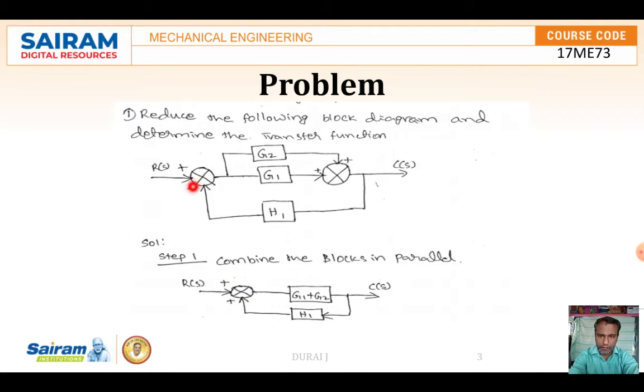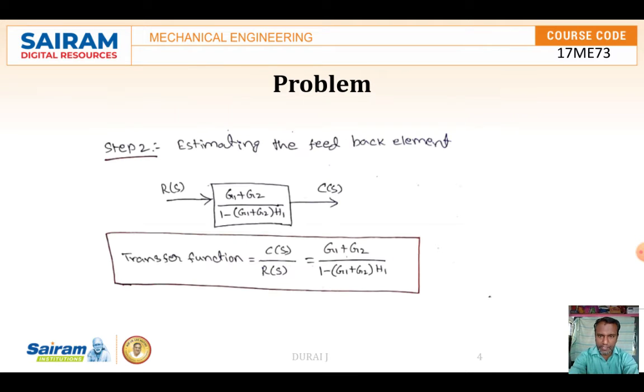Okay, so the positive sign they have given, so that it will become 1 minus (g1 plus g2) into h1. So the transfer function, what is the transfer function? C(s) by R(s) is equal to (g1 plus g2) divided by 1 minus (g1 plus g2) into h1. So we could not stop over with that.